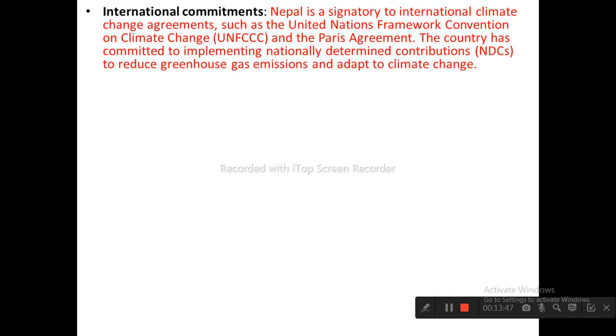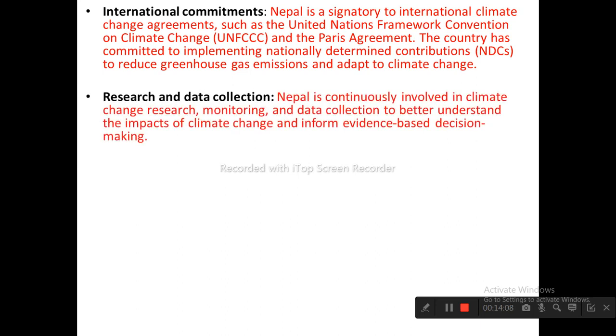International Committee. Nepal is a signatory to international climate change agreements such as the UNFCCC, United Nations Framework Convention on Climate Change, and the Paris Agreement. The country has committed to implementing nationally determined contributions to reduce greenhouse gas emissions and adapt to climate change.